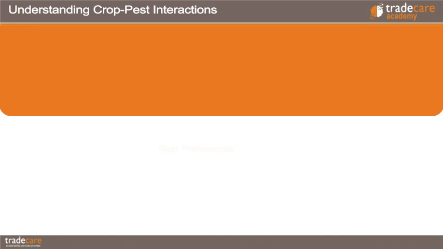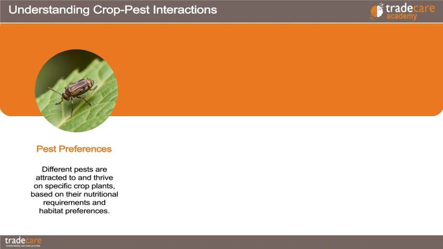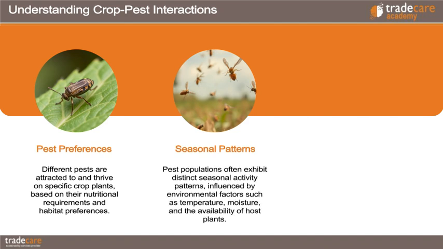Understanding crop pest interactions. Pest preferences. Different pests are attracted to and thrive on specific crop plants. This attraction is largely based on their nutritional requirements and habitat preferences, making it essential for growers to recognize which pests may be drawn to their crops. Next, neighboring farms. Pests can easily move between adjacent farms, which underscores the importance of coordinated monitoring and management efforts across regions. This collective approach can significantly enhance pest management strategies.